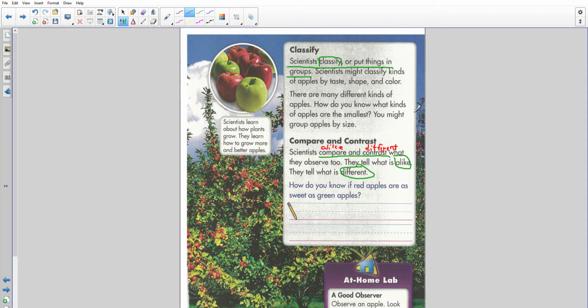You could have two red apples, and one could be large and one could be small. So even though they're alike in one way, you compared them that way, they're red, you can also contrast them because they're different.